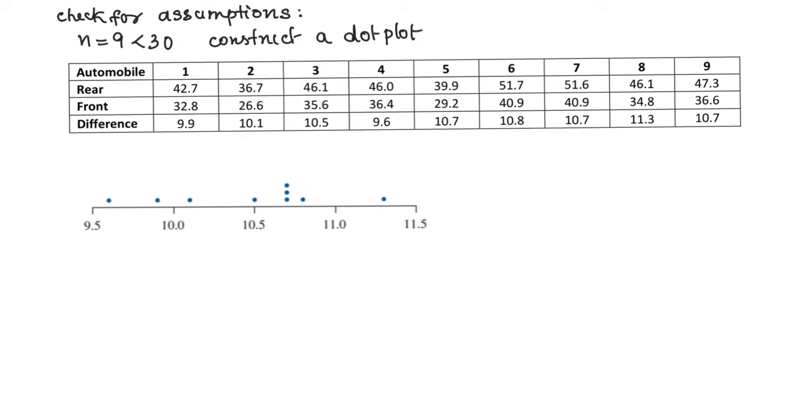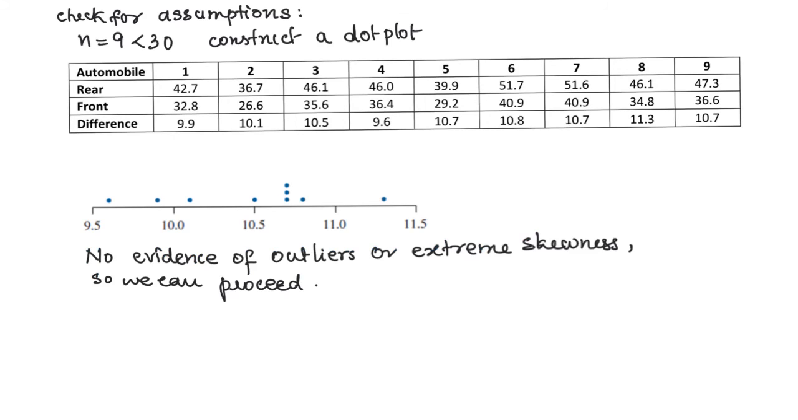So in the last row, find the smallest value, which is 9.6, and the highest value is 11.3. So we can draw a number line starting from 9.5, and we need to include 11.3, so I can go up to 11.5 with a scale of 0.5. Then plot all these values: 9.9, 10.1, 10.5, 9.6, and make a dot plot. This dot plot shows no evidence of outliers or extreme skewness. So we can proceed.